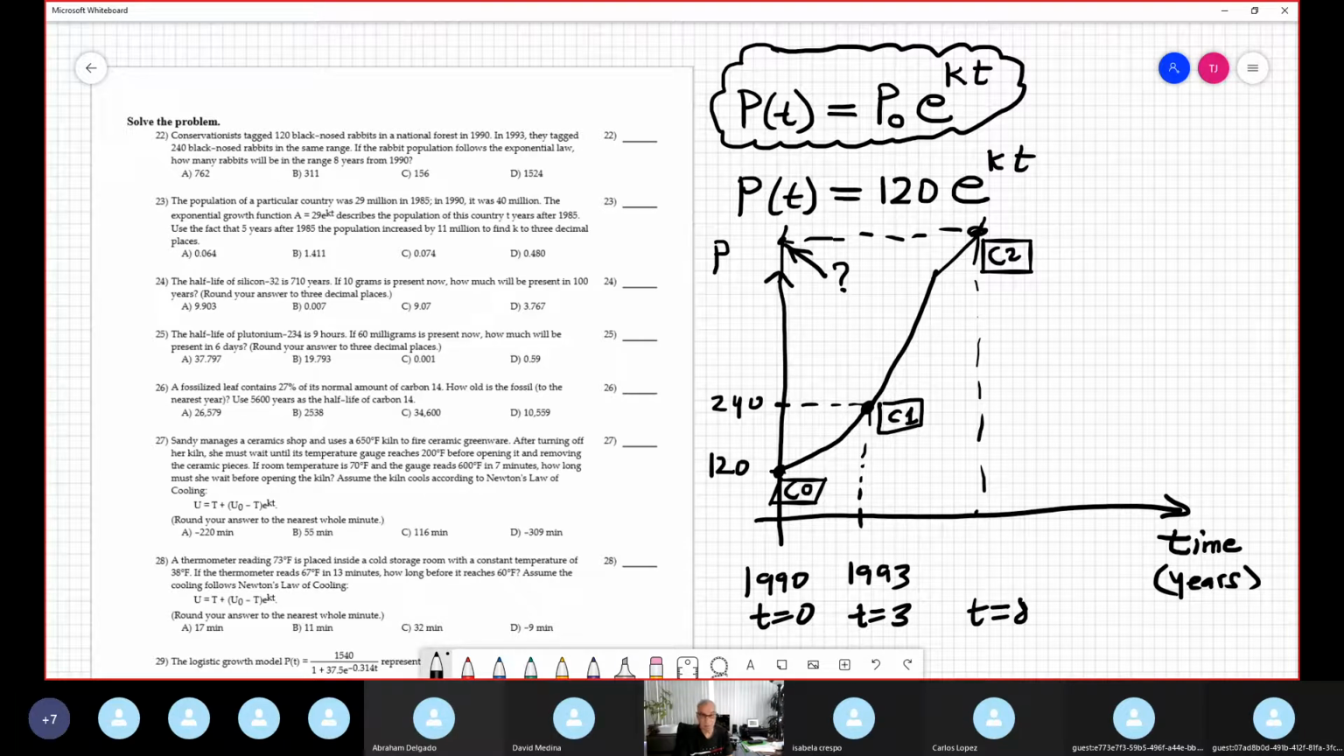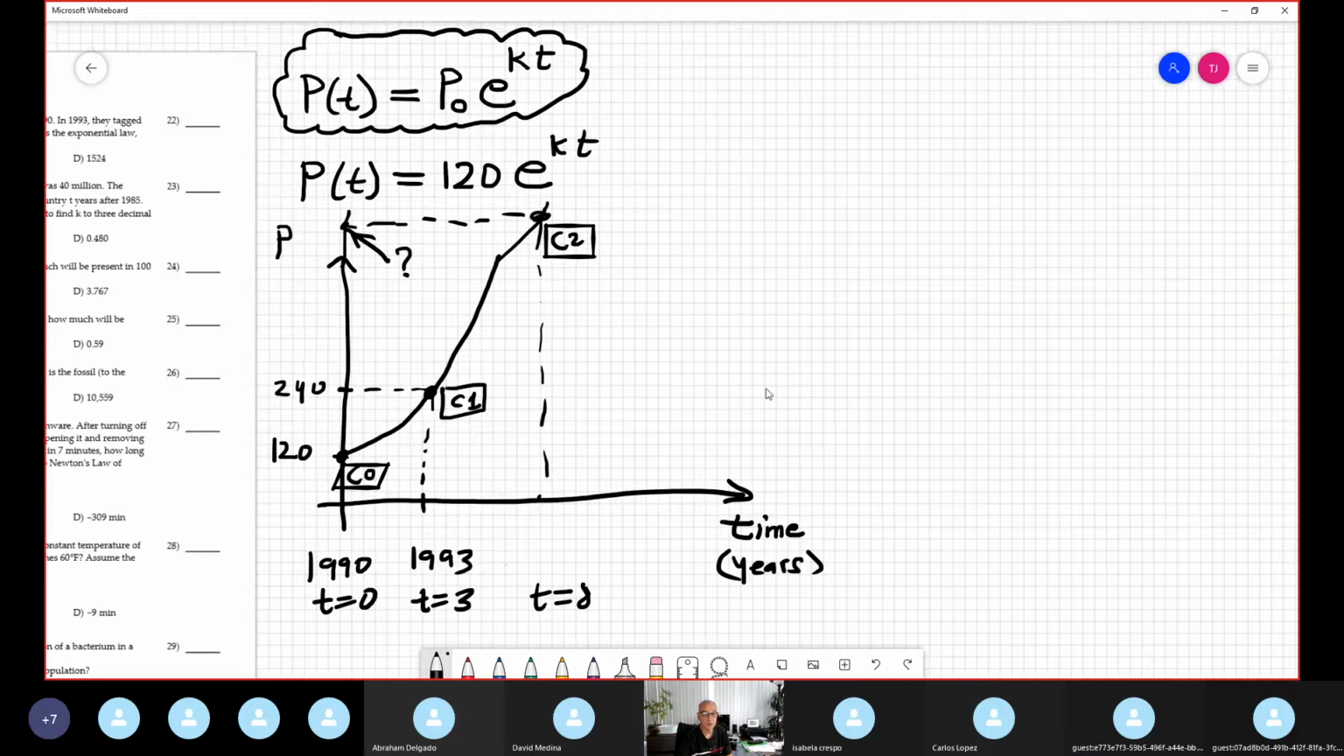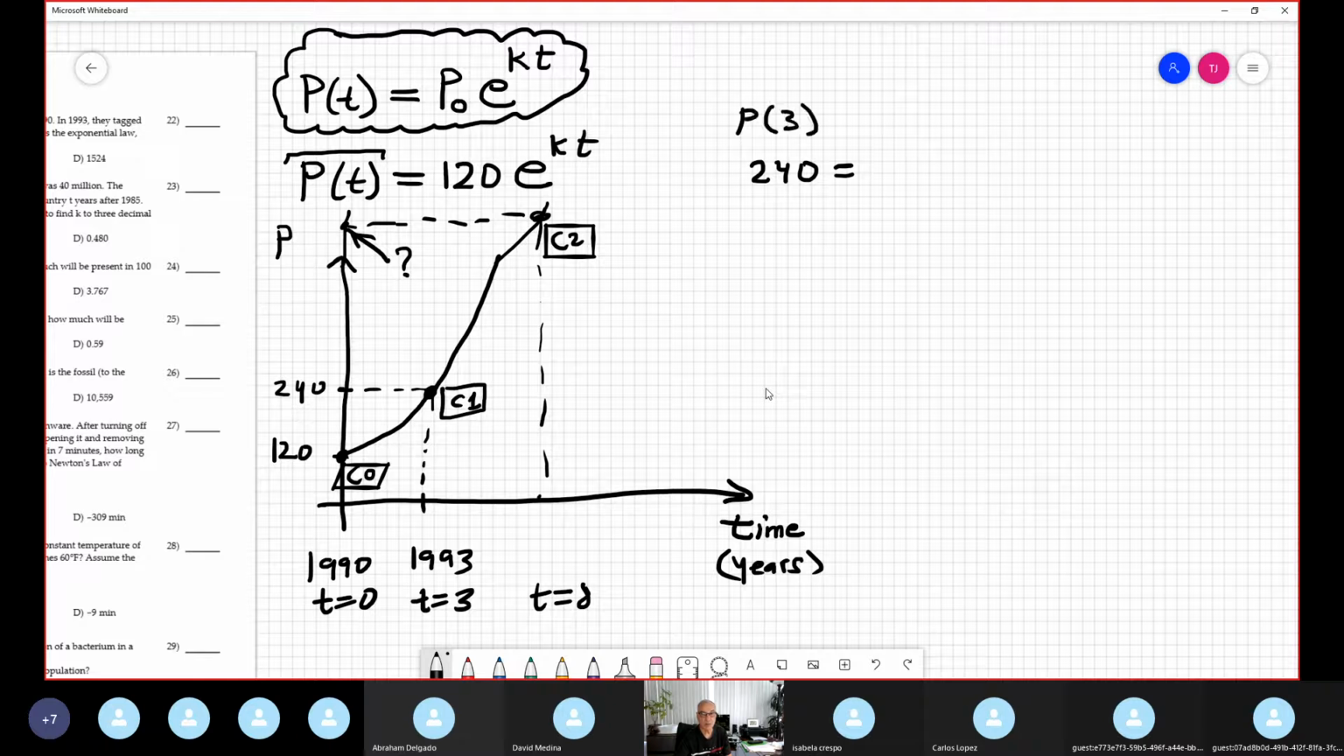Okay? But remember, our problem contains two parts. And the first part, you apply condition 1. In condition 1, the population is 240. So 240 is this, 240. Because actually, this is equivalent to saying population at 3, no? 120 exponential k times 3. In this moment, this is condition 1 we apply. Okay, so we have in that moment an exponential equation, and the only unknown is k.